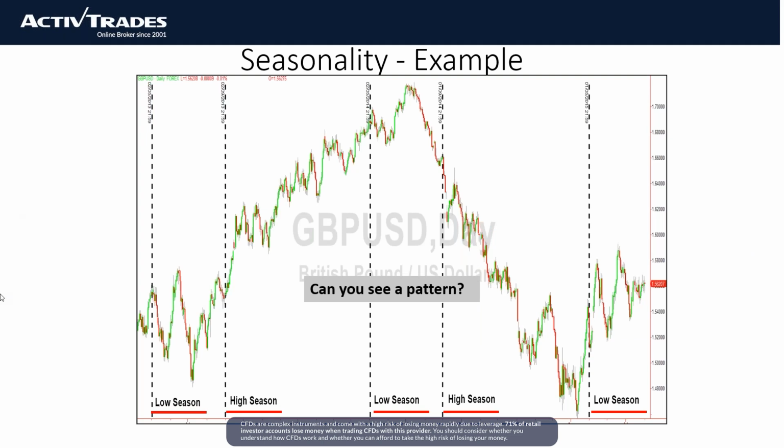Here is an example. It's a chart of the pound against the US dollar on the daily chart, and just take a moment to have a look at that. I've marked in where the low seasons are, where the high seasons are. Remember, the low seasons are really between May to August, high season between September to April. Just looking at that chart, for those of you here, can you see a pattern in that? Is there anything that particularly leaps off the chart at you? Is there any kind of recurring patterns or recurring styles that you can see when you look at just a simple daily chart of cable over the last couple of years?